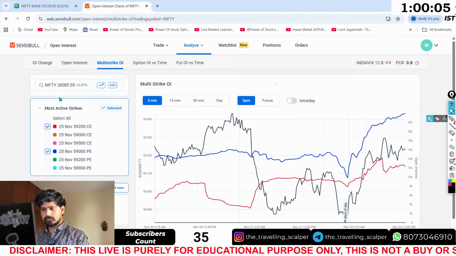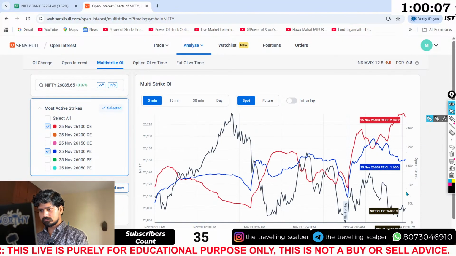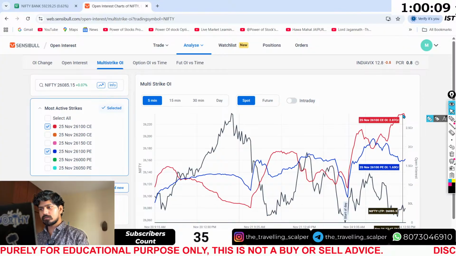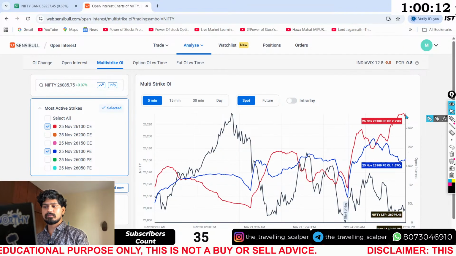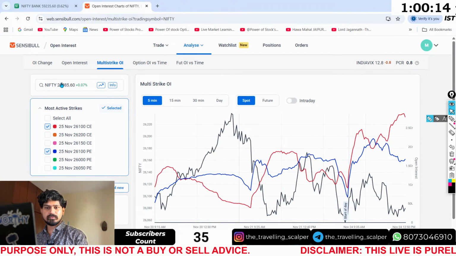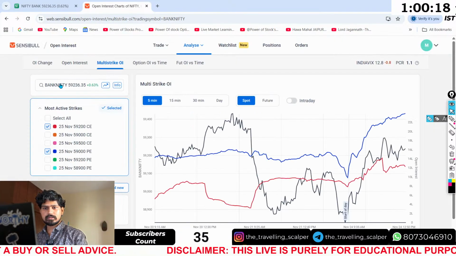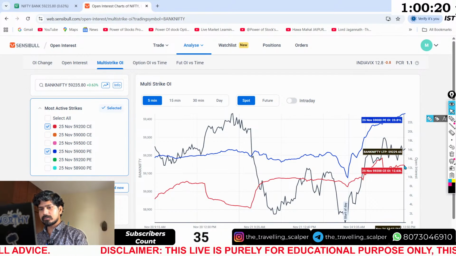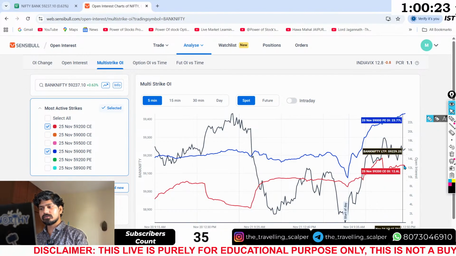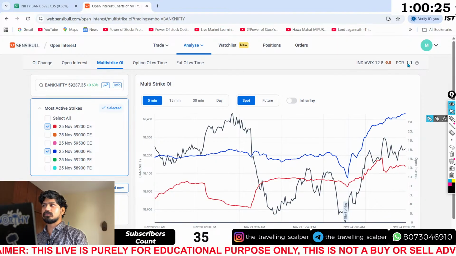So Bank Nifty, okay. Those who have written calls are ready to buy back their positions if it goes against their favor in Nifty. One second guys. So those who have written calls in Bank Nifty are also ready to buy back their positions if the market goes up.